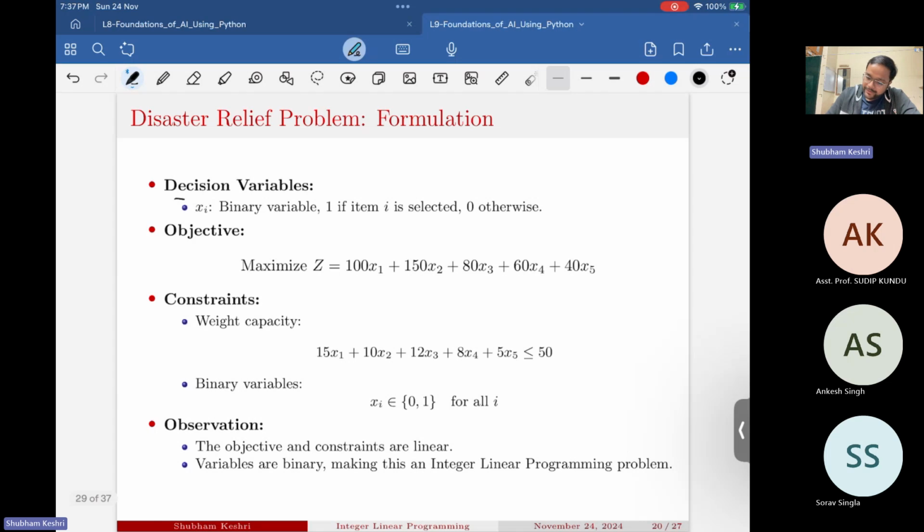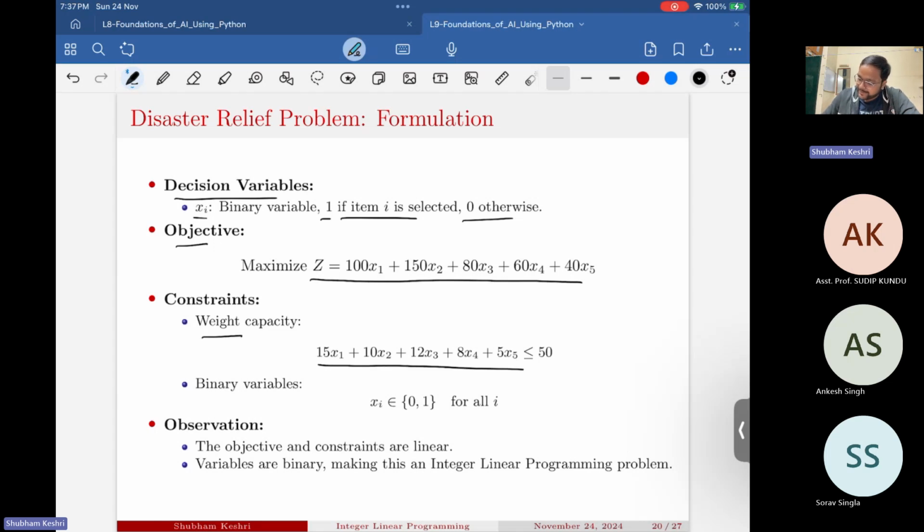So you see, the decision variable is a binary variable. It takes 1 if the item is selected and 0 otherwise. The objective function is to maximize this expression. The weight constraint is this, and we also have to ensure that the variables are binary. The objective function and constraints are linear and the variables are binary. Therefore, this is an integer linear programming problem. We generally don't use the word linear, so we call it an integer programming problem.